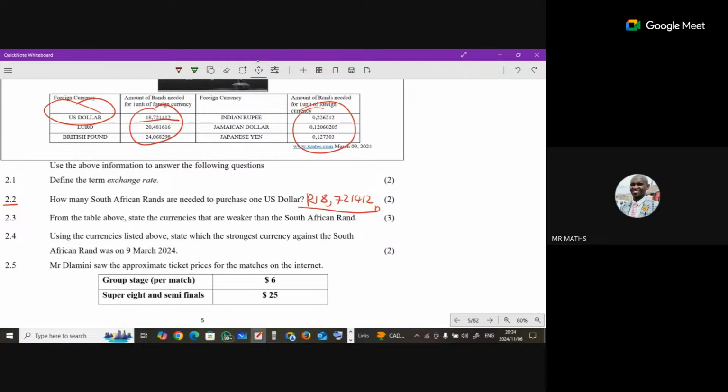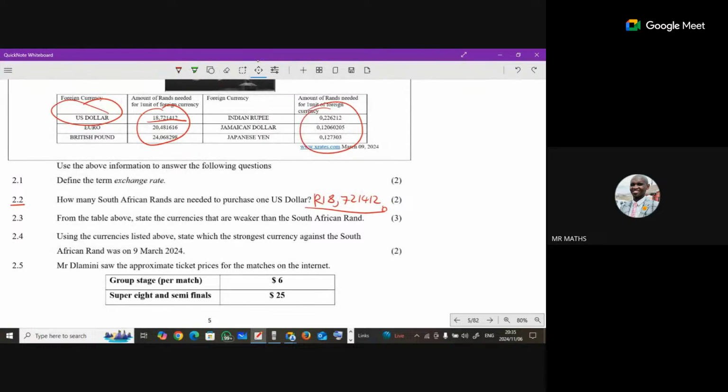Then we move on to 2.3. From the table above, state the currencies that are weaker than the South African rand. So now when we check the rands, because remember, all these currencies are in rands.